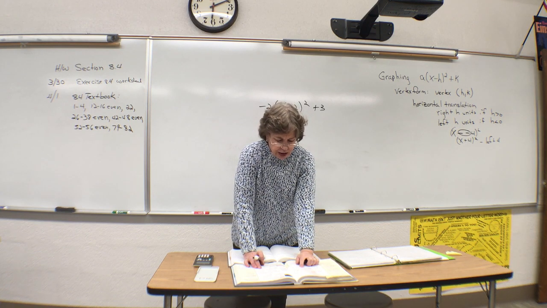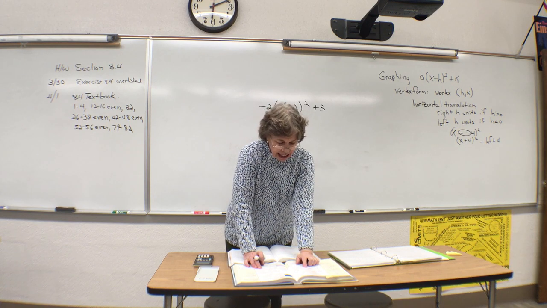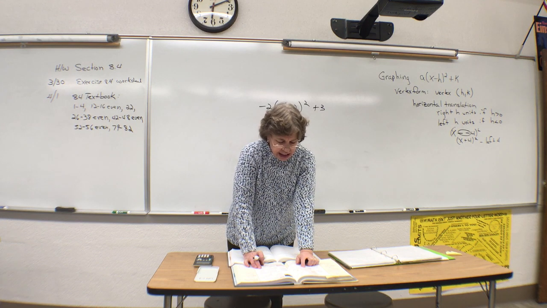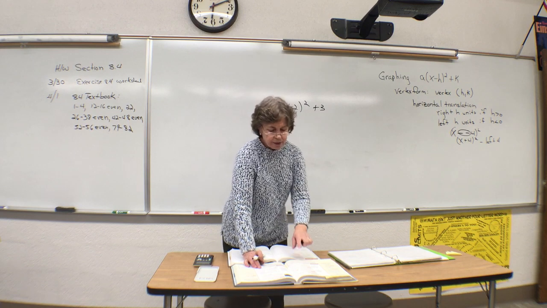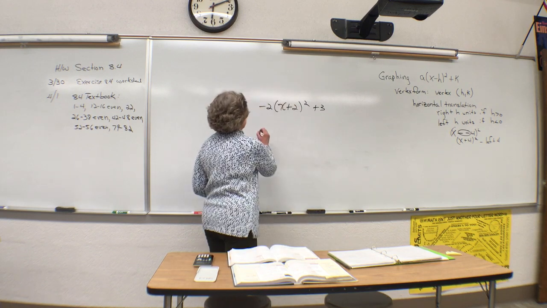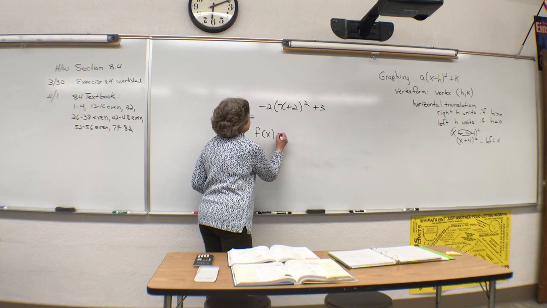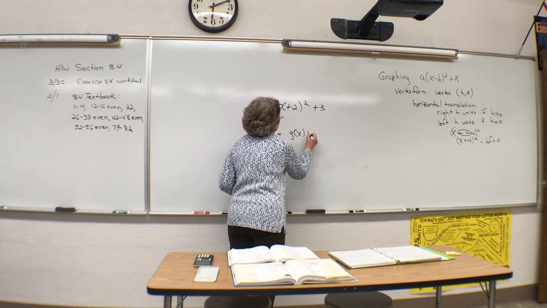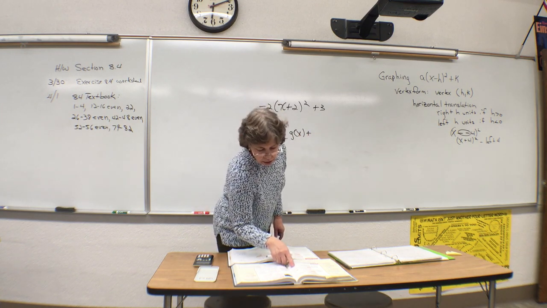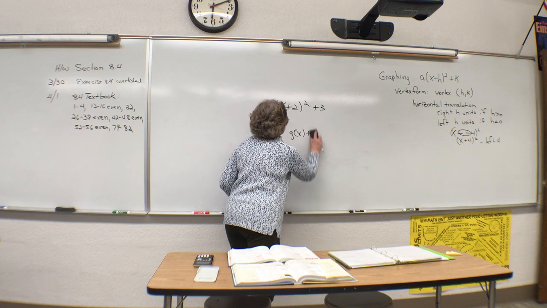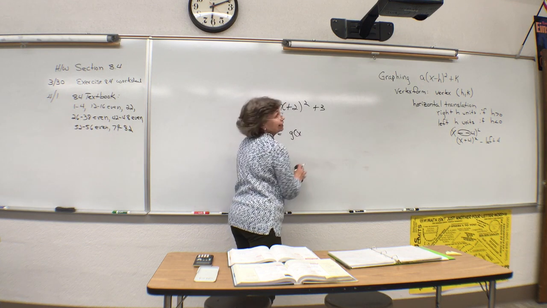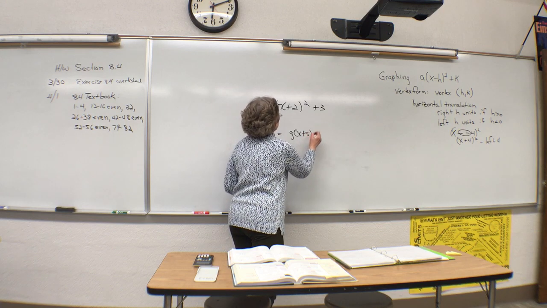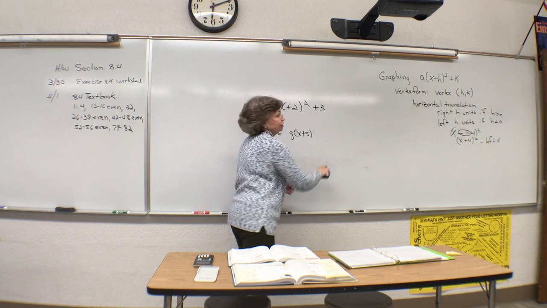If I'm looking at transforming the graph, consider the function in example 3. That was the one we just did. It's this one. And we want to see what happens when f of x is g of x plus 5. Not squared. G of x plus 5.